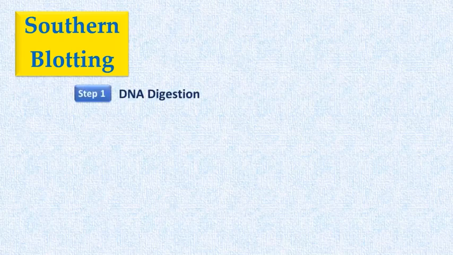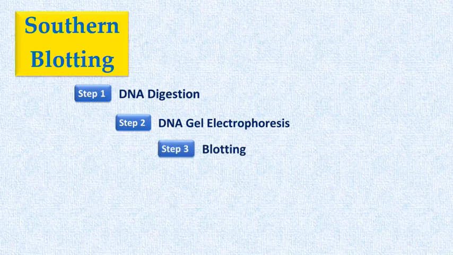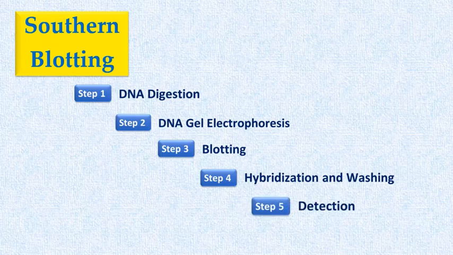Let's summarize today's lecture. In Southern blotting, a mixture of DNA fragments is prepared by restriction digestion. These DNA fragments are then separated by gel electrophoresis. Next, they are transferred and immobilized to a solid support such as nylon membrane. Once immobilized, the DNA fragments present on the membrane are now incubated with a specific probe. The hybridization takes place between the probe and the DNA fragment that has complementary base pairs. In the last step, the location of the hybrid is detected by detection of the probe.